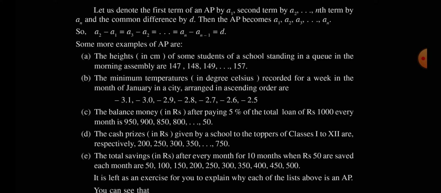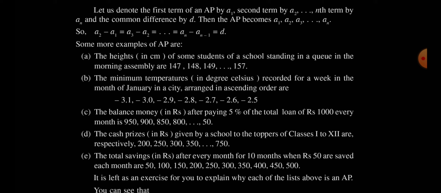The minimum temperature recorded for a week in the month of January in a city, arranged in ascending order, are minus 3.1, minus 3.0, minus 2.9, minus 2.8, minus 2.7, minus 2.6, minus 2.5.